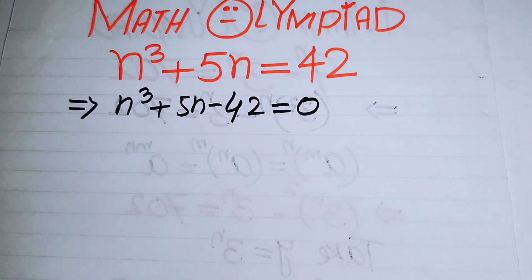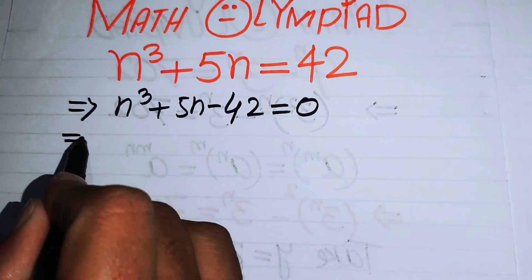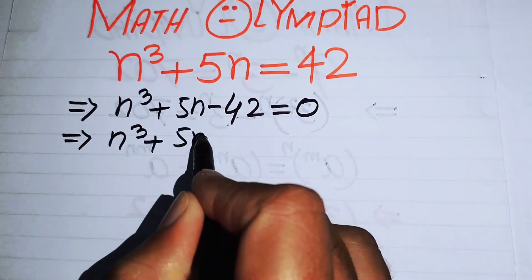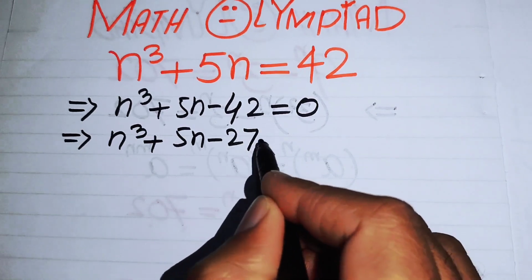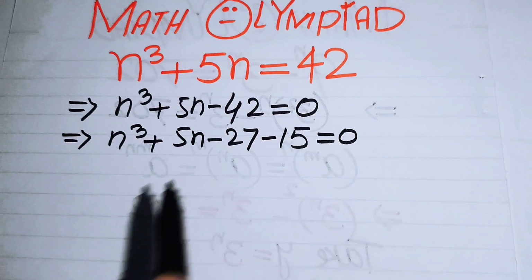So this equation looks like the cubic form. So now we make the factors of this equation. And now first I can rewrite this equation as n cubed plus 5n, and now we write this minus 42 as minus 27 minus 15 equals 0.